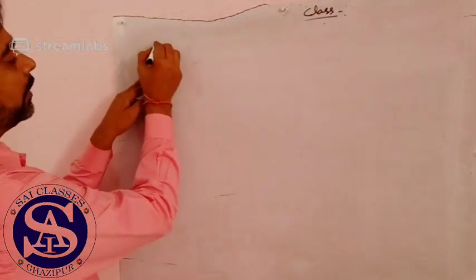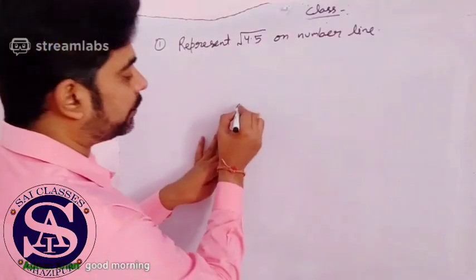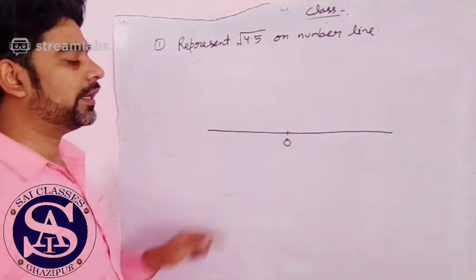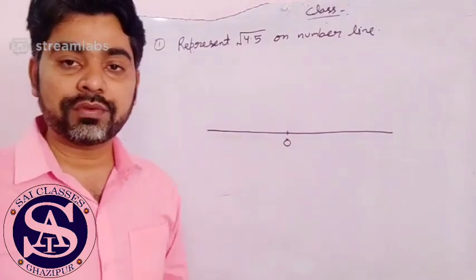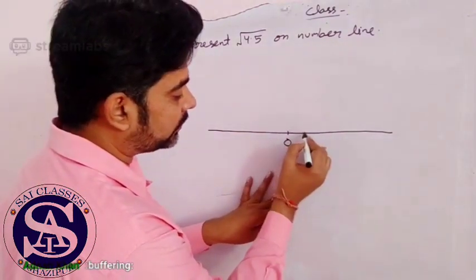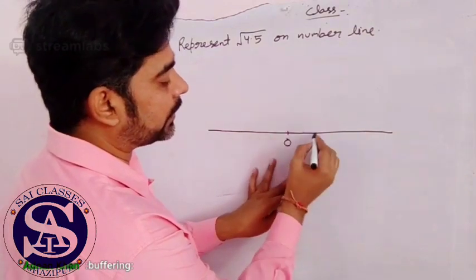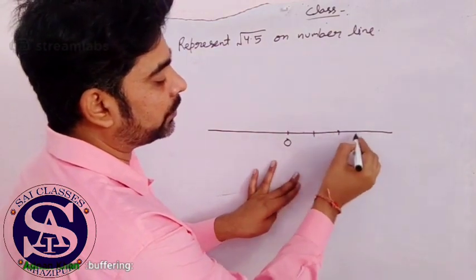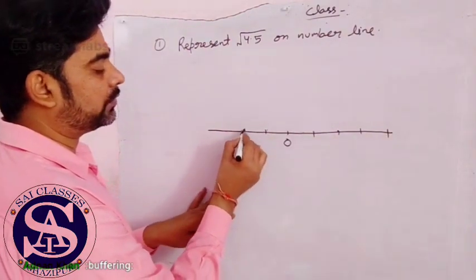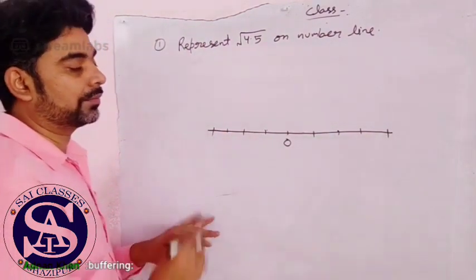Now I am going to tell you, first of all, we will make a number line, and O is the origin of the number line. Now make some partitions here. Say this is 1 unit, 2 unit, 3 unit, 4 unit. Here is also 1, 2, 3, 4.